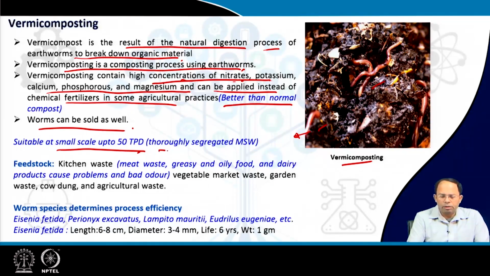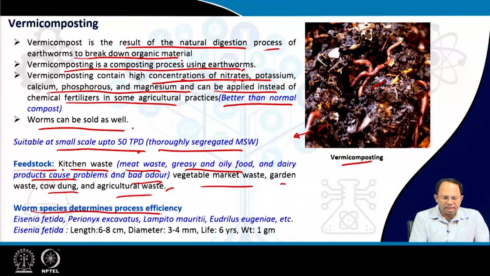Usually we use thoroughly segregated municipal solid waste for the vermicomposting process. The feedstock provided is basically kitchen waste, vegetable market waste, garden waste, cow dung and agricultural waste. So all this organic garbage could be utilized in vermicomposting. But if you provide meat, greasy and oily food and dairy products, this may cause some problems and may result in bad odor.